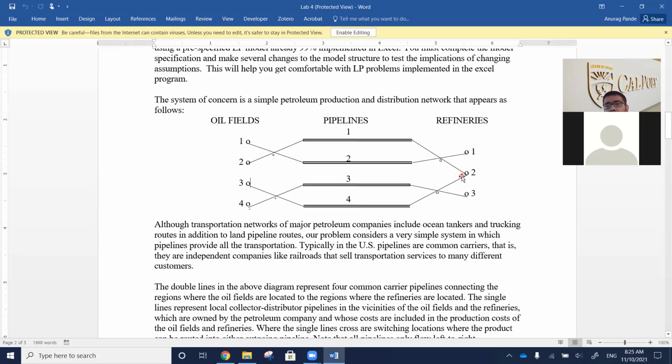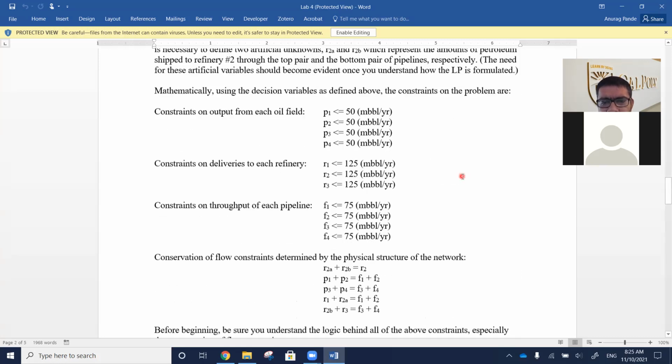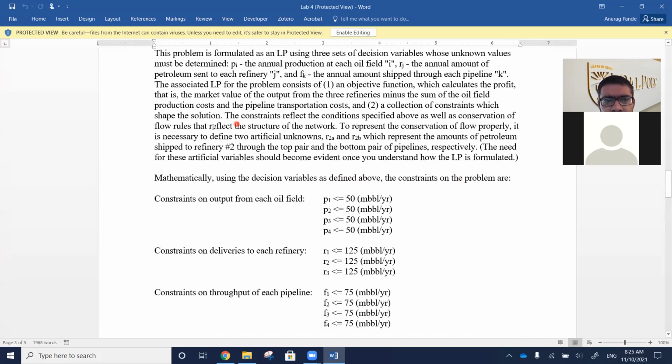Okay, so you need to somehow represent that, and that will give you some artificial constraint here, two artificial unknowns R2A and R2B, which represent the amount of petroleum shipped to refinery 2 through the top pair and the bottom pair of pipelines respectively.